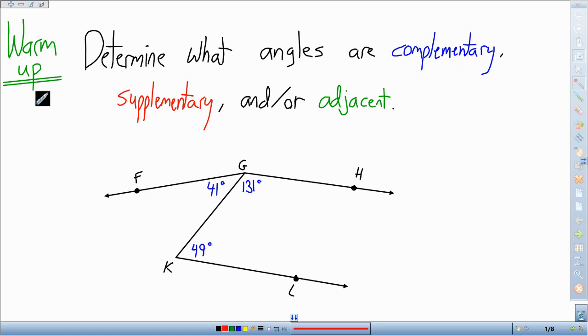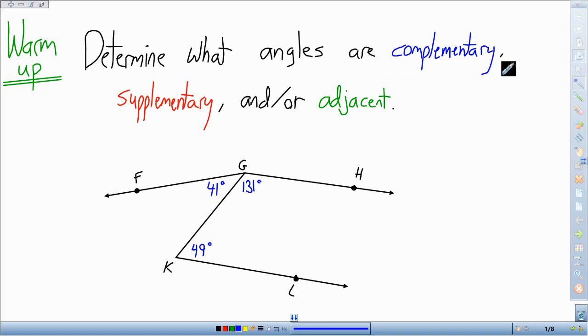So on our warm-up here, it's asking us to determine what angles are complementary, supplementary, and or adjacent. All right. So take a second, copy down this warm-up, maybe try some of these on your own, try to figure out what pairs of angles here are considered these three things. And then we'll go over it in a second. Okay, so here's a quick reminder.